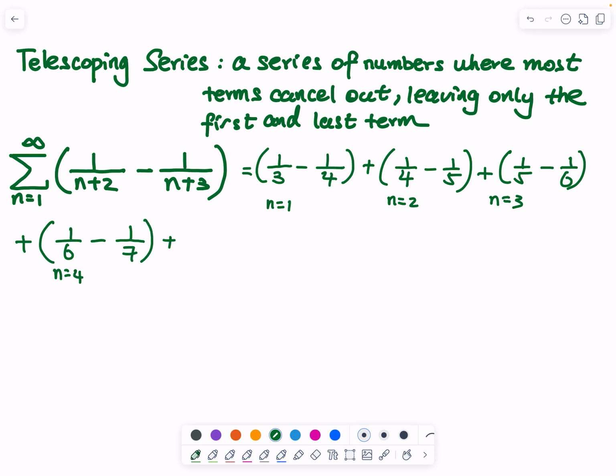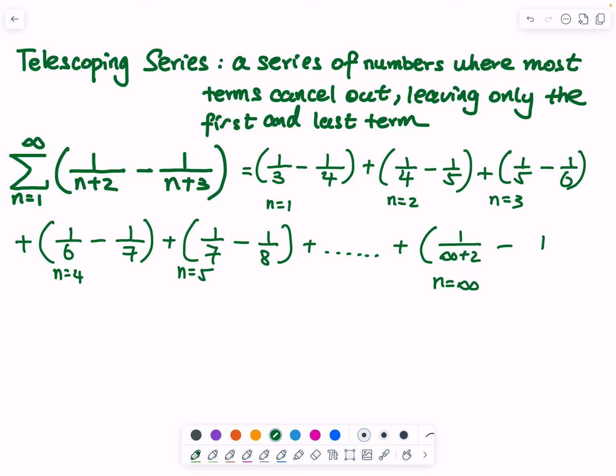And now you catch the pattern, right? And then n is equal to 5, you have 1 over 7 minus 1 over 8. And then you keep on adding, and then you will reach the nth term, which is n equals infinity. And then you will have 1 over infinity plus 2, and then minus 1 over infinity plus 3.